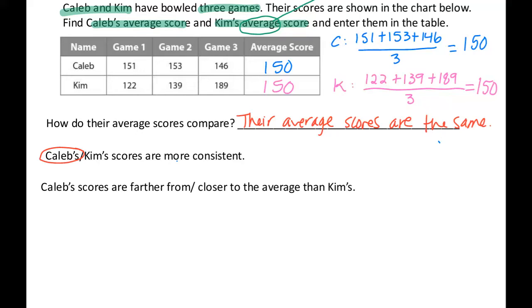And if we look at how far or close they are to the mean, or to the average, these are pretty close to 150. These are not very close to 150. So are Caleb's scores farther from the mean or closer to the mean than Kim's scores are? They're closer, right? Caleb's scores are closer to the average than Kim's scores. So we'll see why that happens today, and then which data would be more appropriate to describe.